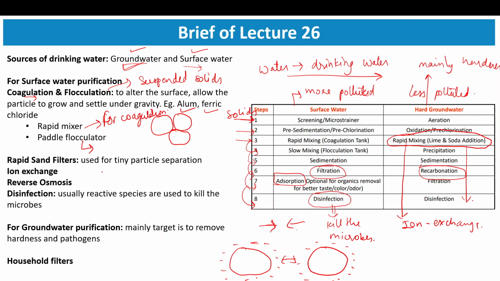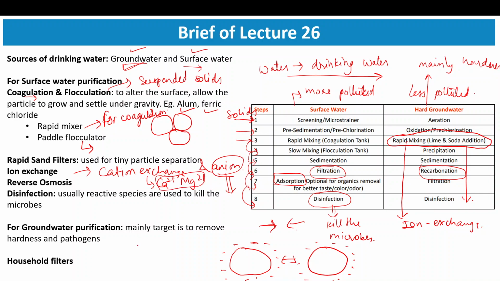Now coming further, if there is some more hardness present in surface water, then it can be removed by ion exchange. Ion exchange can be of two types: cation exchange resin and anion exchange. Cation exchange is usually to remove Ca2+ and Mg2+. And if any anion is present in excess, then you can even have anion exchange resin. But majorly, ion exchange is used for Ca2+ and Mg2+.